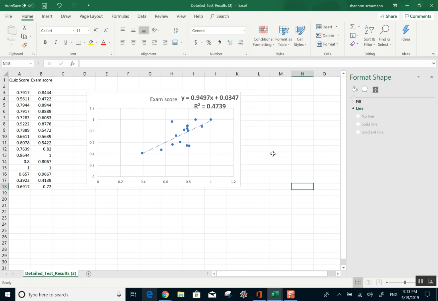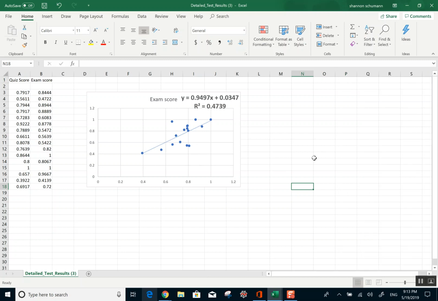Okay, so here's what this is saying. The outputs, that's the Y values, the second column here, can be predicted by using this equation. Take 0.9497 times the X value. The X value is the left-hand column. And then add 0.0347 to it. Now, that's not going to perfectly predict how somebody would do on the exam, but it can give me kind of an idea of how they would do on the exam given the quiz score that they've got.